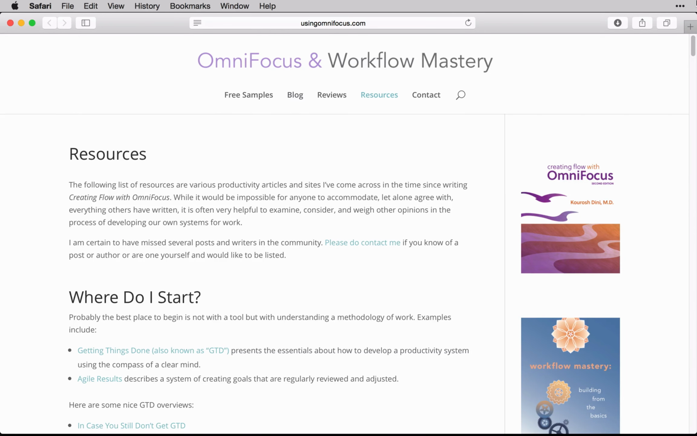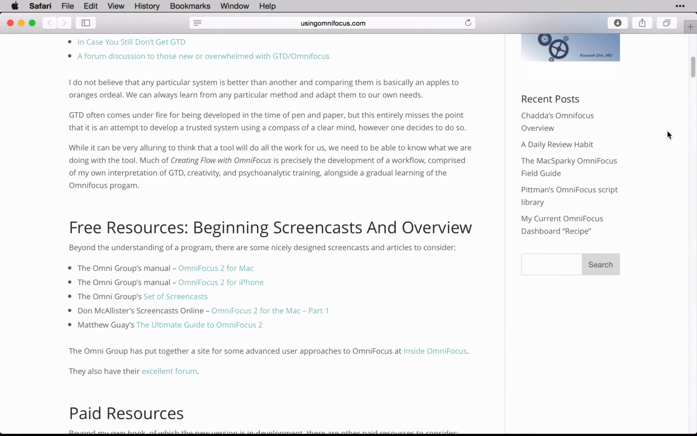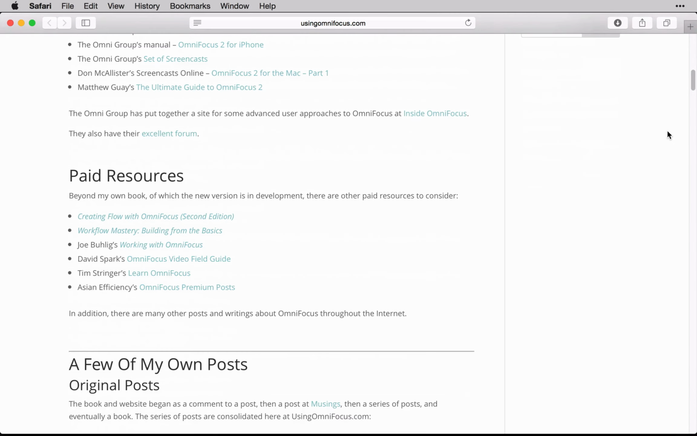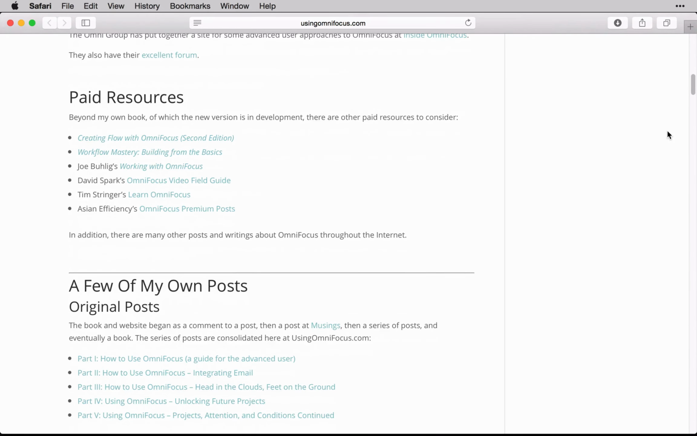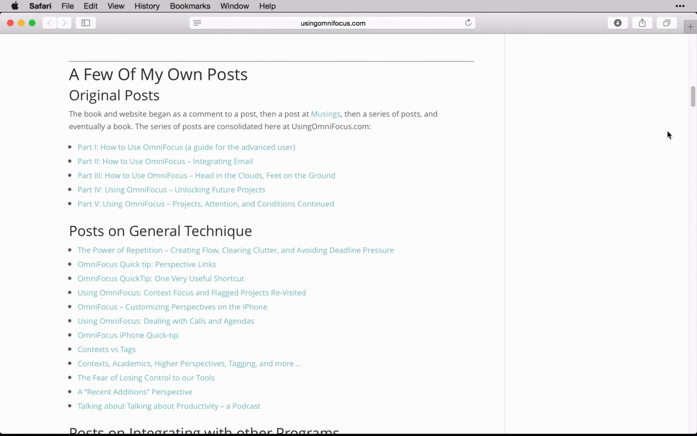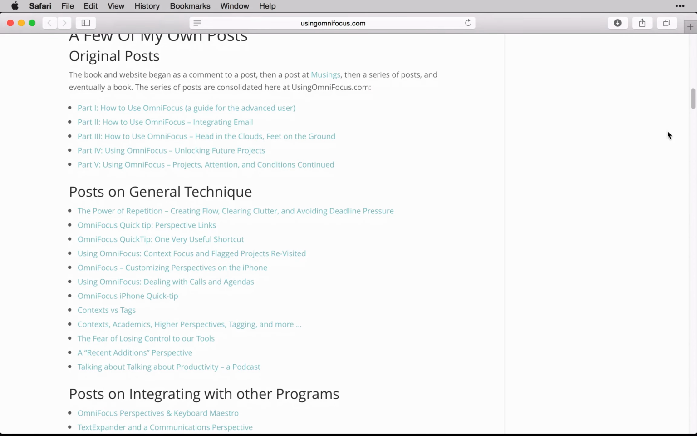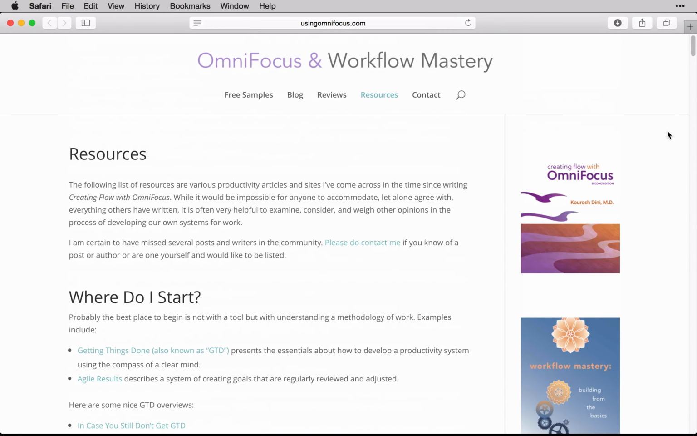And this is where he collects a lot of information about OmniFocus. He has a number of my articles and such out here. He has a lot of the paid stuff that I'm going through currently, but there's also a lot of different posts that he's collected out here. So if you get a chance, go explore some of this, because you can spend hours out here.